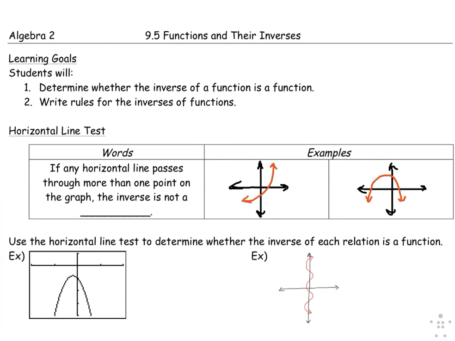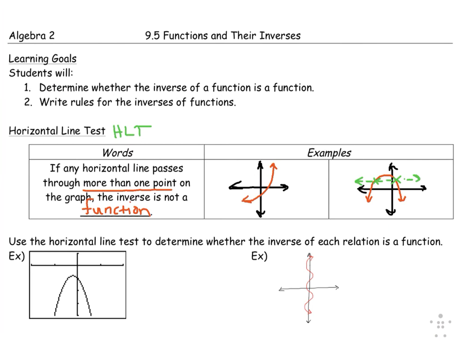Looking down here, if any horizontal line passes through more than one point on the graph, the inverse is not a function. As you can see from the two examples, I could apply what's called the horizontal line test, HLT for short: if at any time on the graph, like in the second example, a horizontal line would intersect the graph at two or more points, then the inverse of that function would not be a function.